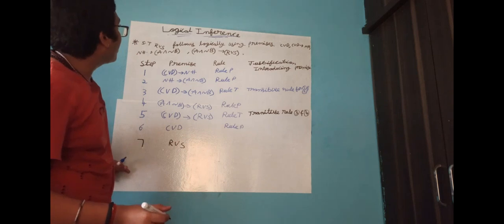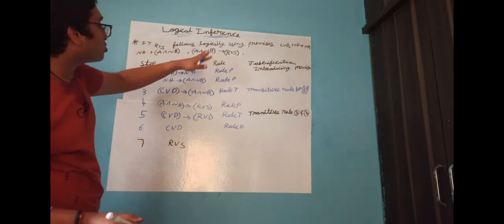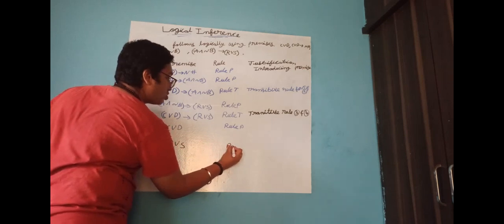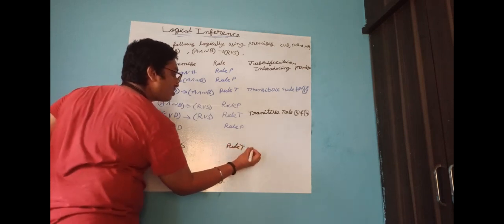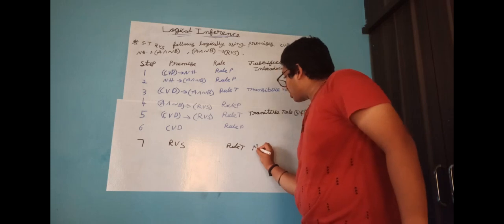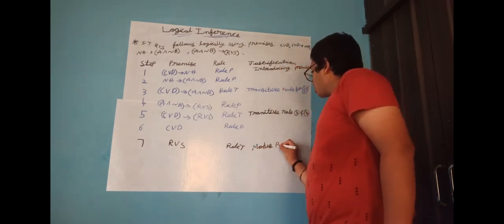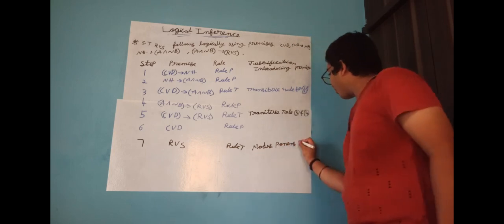Therefore what can you say? R or S follows logically using the given premises. You need to write it in the therefore statement. R or S using rule T. Which rule? By modus ponens. On which steps? 5 and 6.